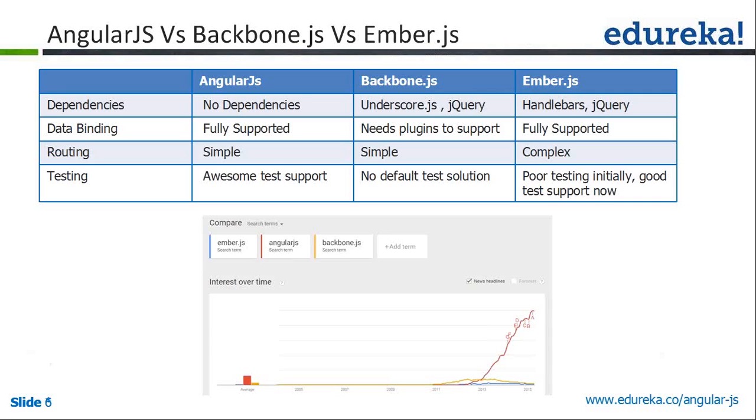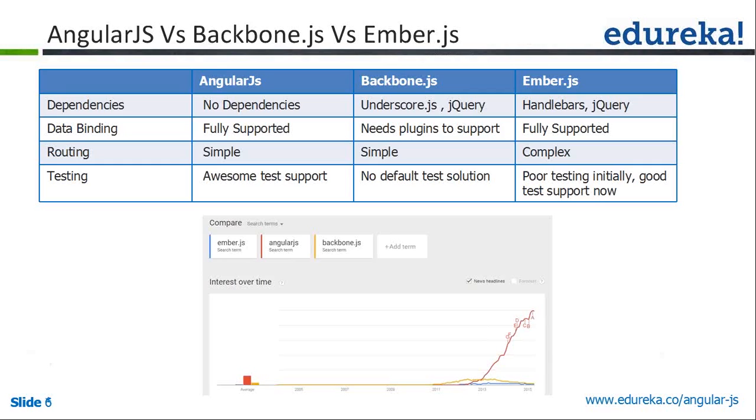And routing. So what does it mean by routing? Routing means navigating from one page to the next page. For example, each and every website will have tabs. Let's say I have a home tab, an about tab and a contacts tab. If I want to navigate between the tabs, we will have route parameters. With the route parameters, we load the different views. That is really simple in AngularJS compared to Backbone and Ember.